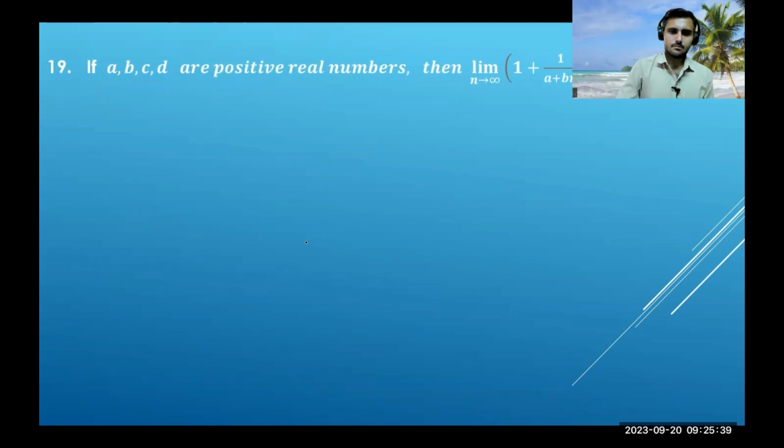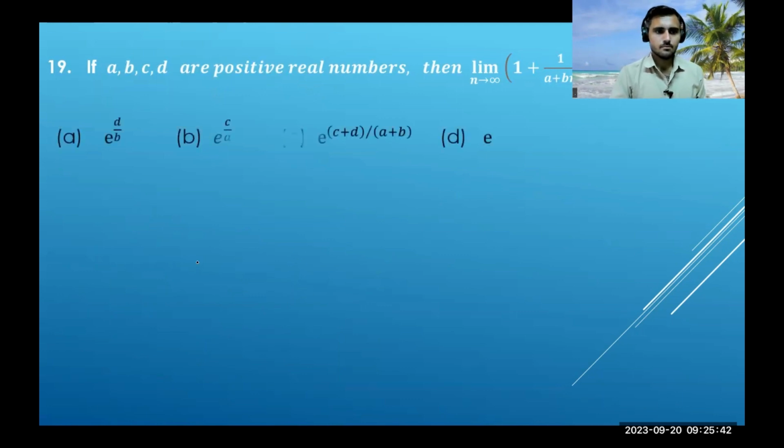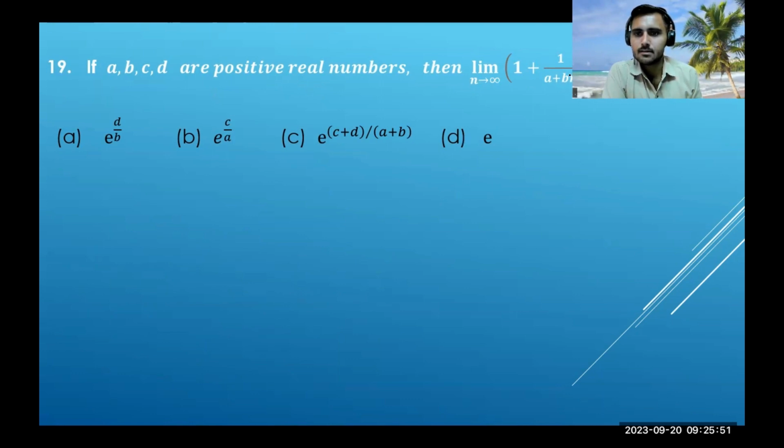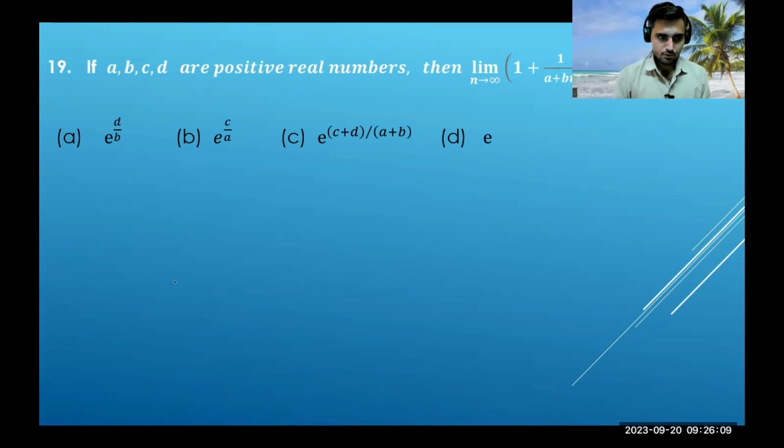Question number 19. These are the options. So again, I think we'll put the limit here, x tends to infinity. So it will become infinity, and then finally it will become 0, because 1 upon infinity is 0. So 1 plus 0, which is 1. And here we have infinity. So we have a 1 raised to the power infinity form, right? So in that case, I already told you in some previous questions what we have to do.